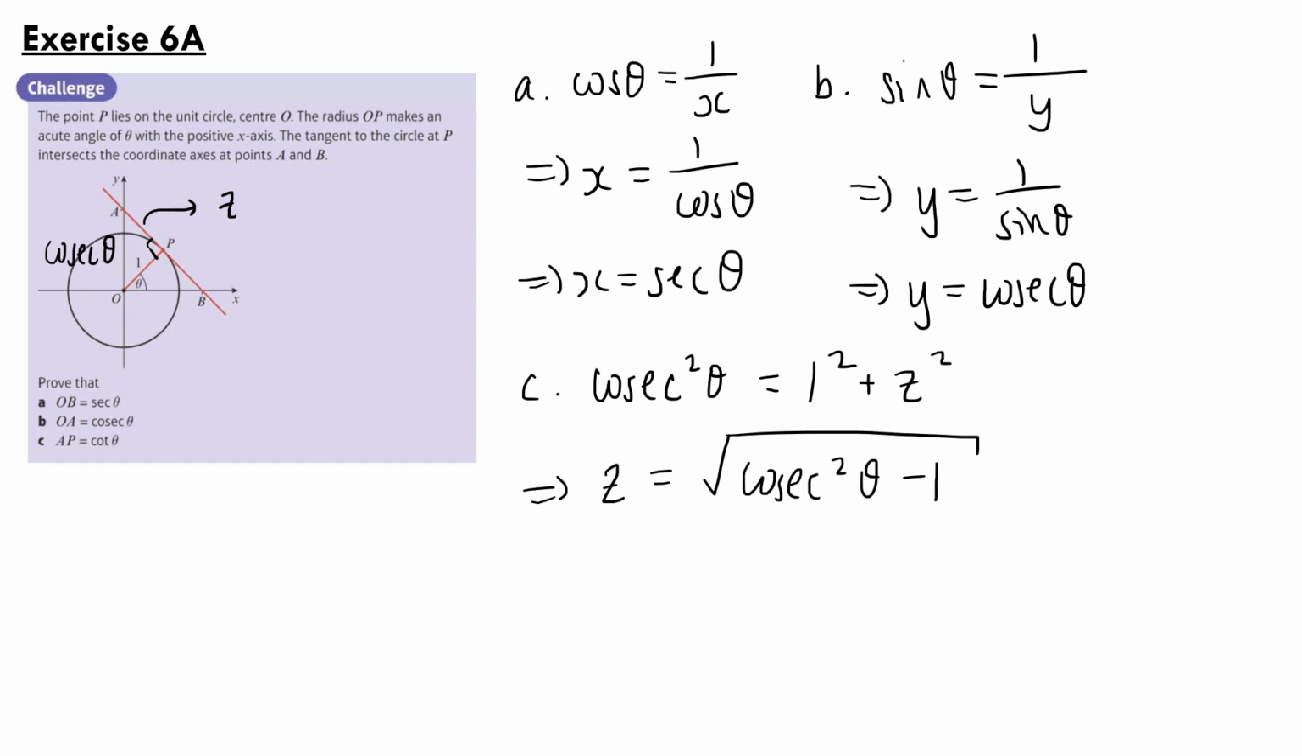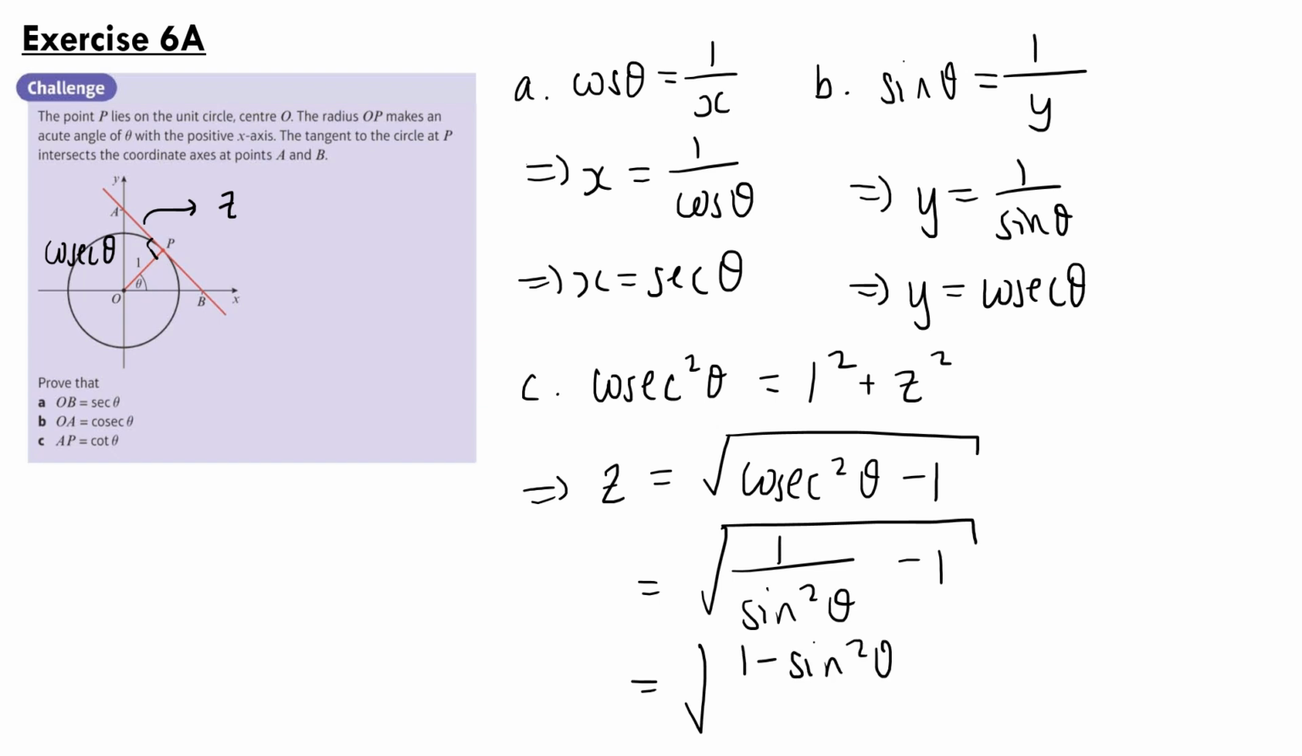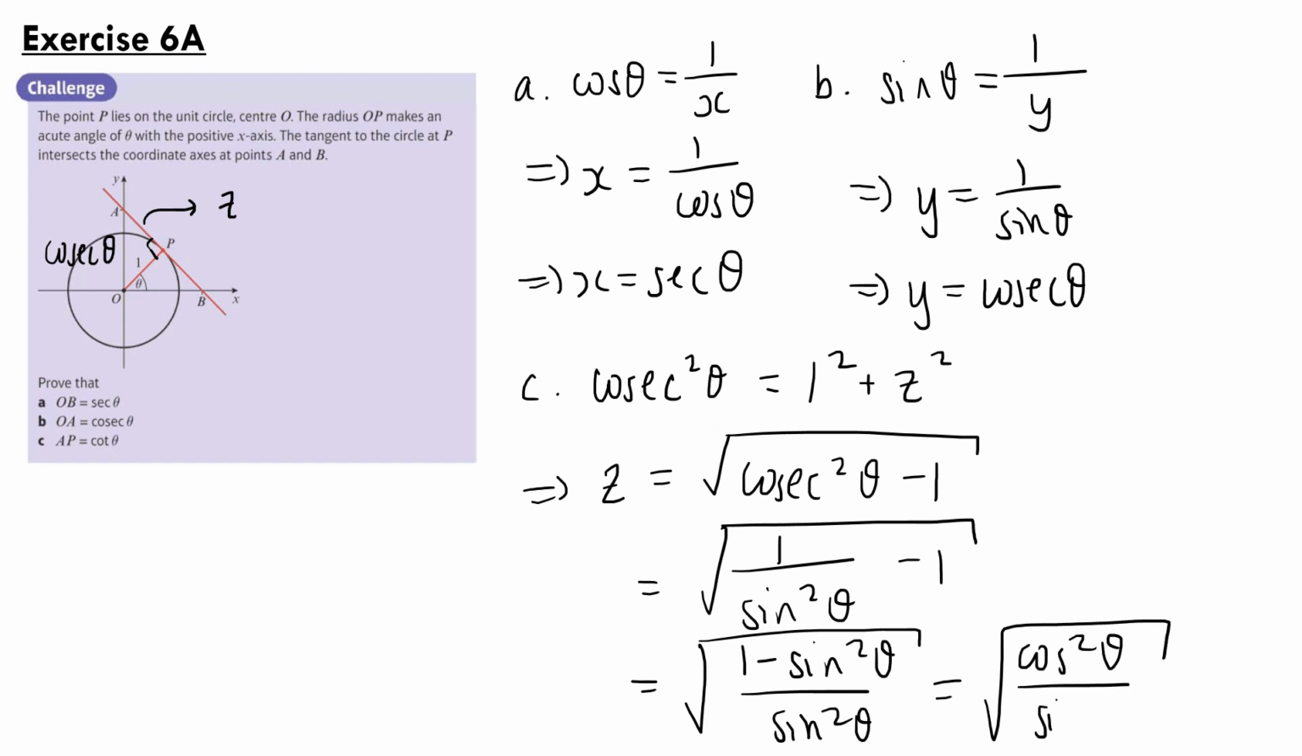Now what we can do is rewrite cosec squared theta as 1 over sine squared theta, and then write this as one fraction. So multiplying the 1 by sine squared theta and dividing by sine squared theta, we get 1 take away sine squared theta over sine squared theta. And we know that 1 take away sine squared theta is equal to cos squared theta from our identities. Then from here, we can take the square root of both the numerator and the denominator to get cos theta over sine theta, which equals cot theta, as required.